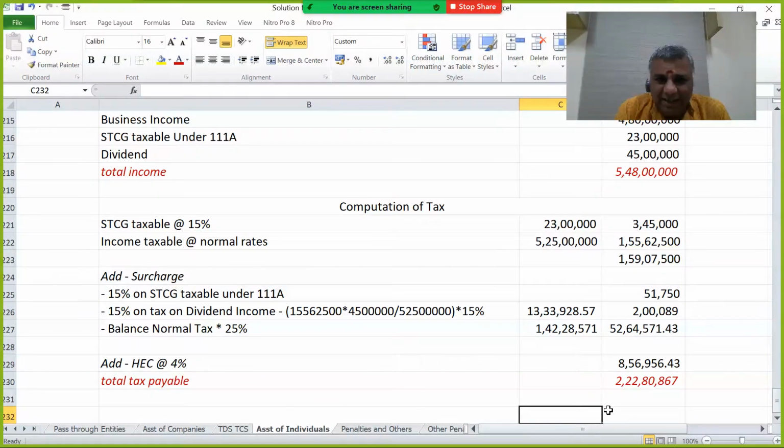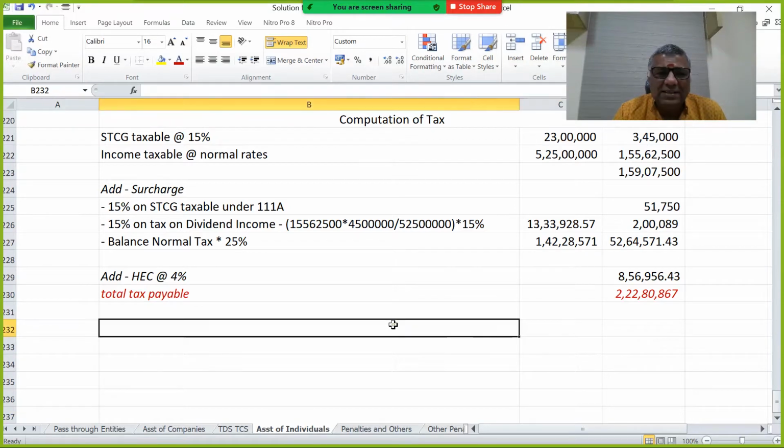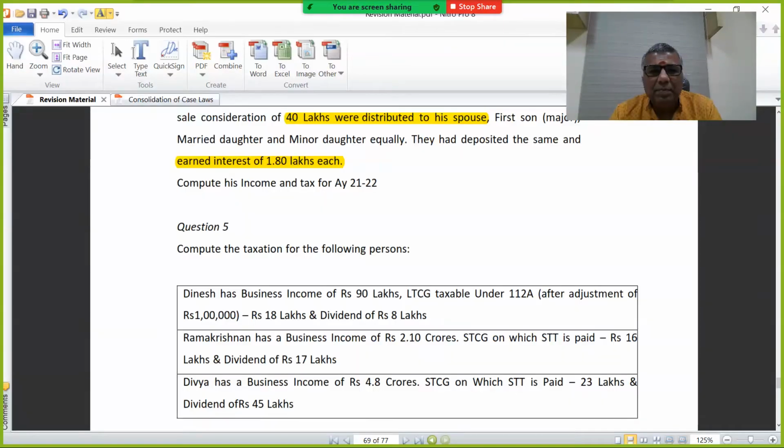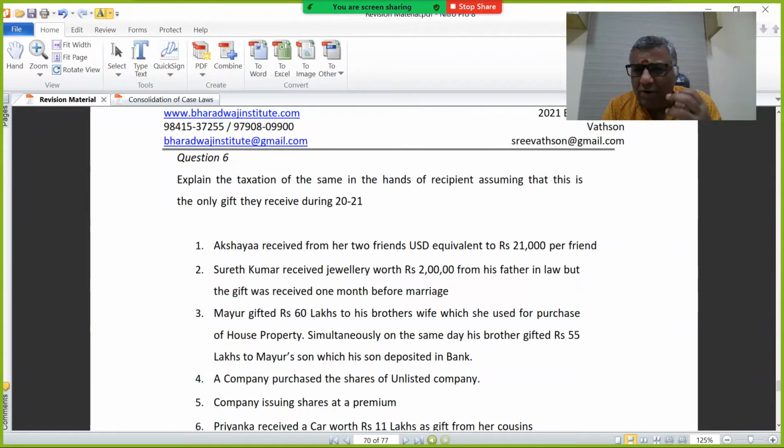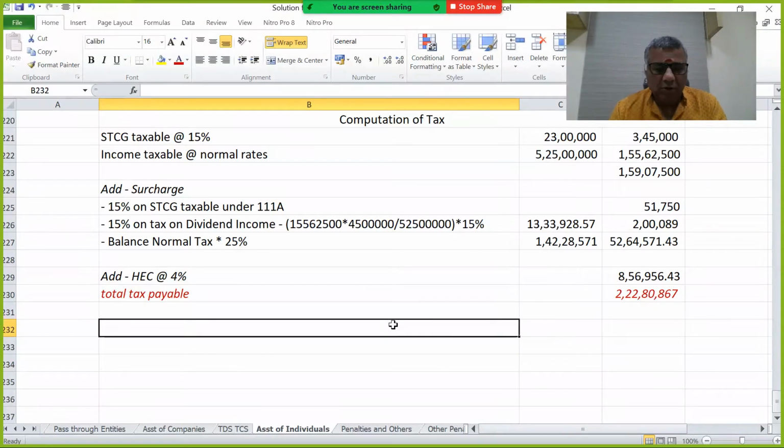Since dividend income is taxable at 15% surcharge, there is a scope of asking a question on this, either as an MCQ or as a main part itself showing dividend. So be prepared for that. It is always the fancy of our examiners. In the case of individuals, somewhere they bring this gift provision into consideration. Question number 6: explain the taxation of the same in the hands of the recipient, assuming this is the only gift they receive.